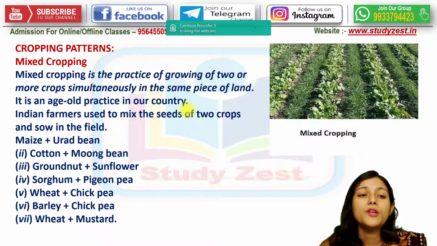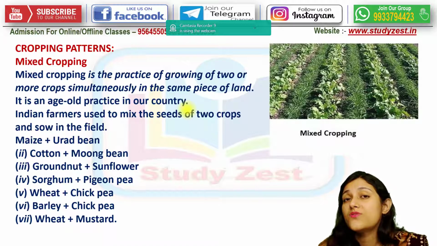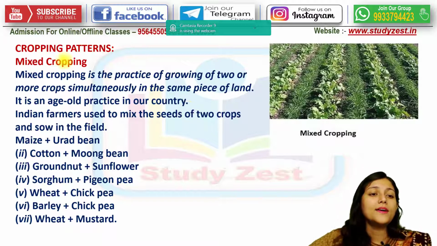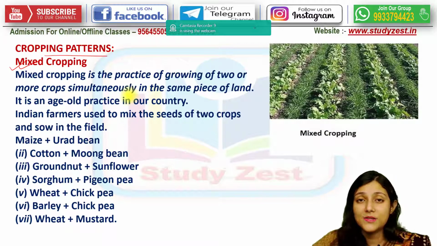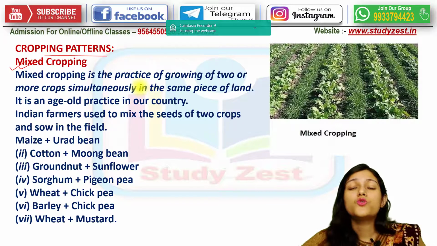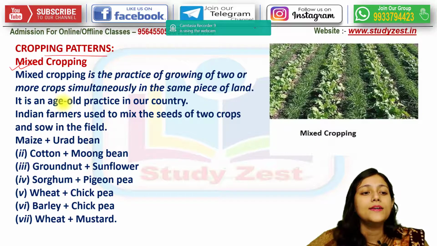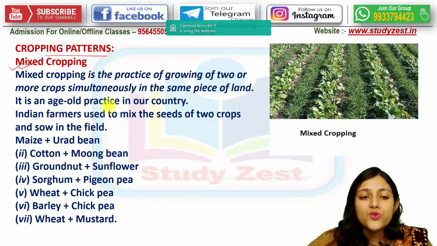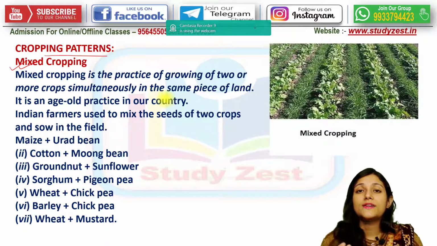Next, we are coming to the cropping patterns. I told you there are three main cropping patterns, in which these practices are done in the agricultural field in many cases. Firstly, under cropping patterns, we will learn about mixed cropping. What is it? It is the practice of growing two or more crops simultaneously, meaning two or more than two crops are planted and grown together in the same piece of land. And it is an age-old practice in our country. That means this practice has been done for many years.